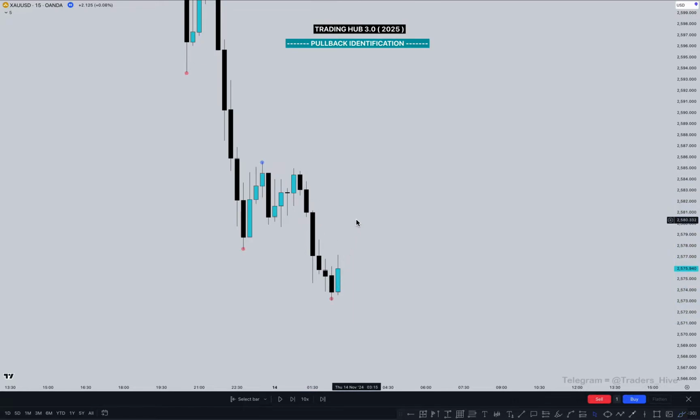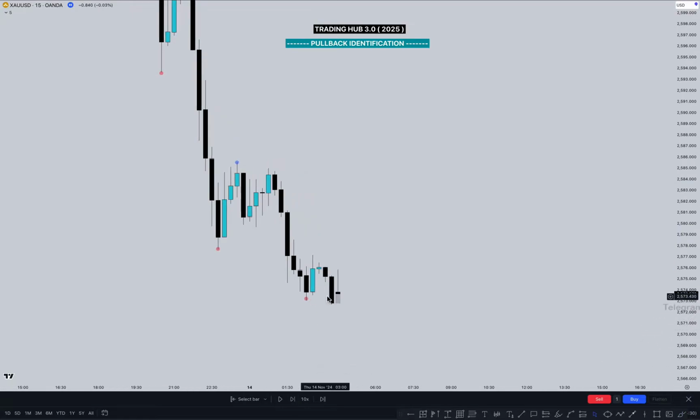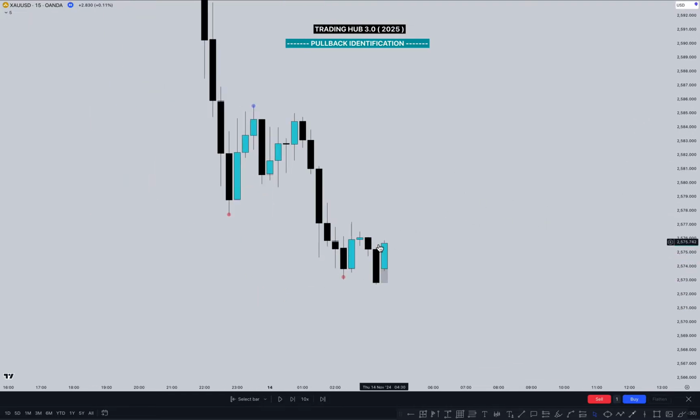Let's see what happened next. The market tries to push downside and again breaks this one. At this point, we can see one more thing: the previous candle high is again broken here. When the market breaks the previous candle high, we can confirm this one as the next pullback.